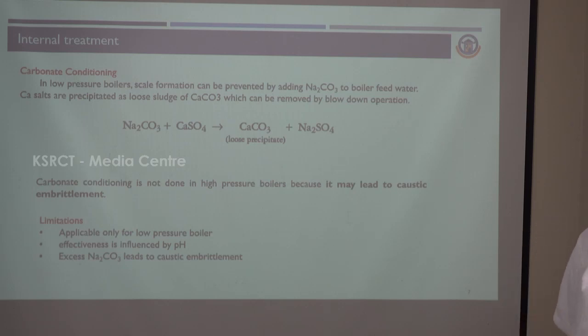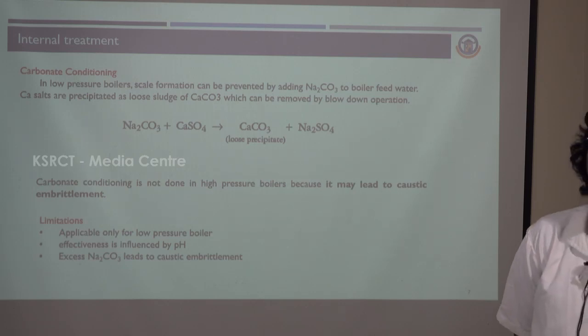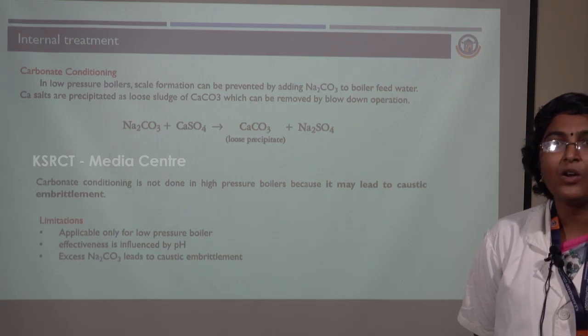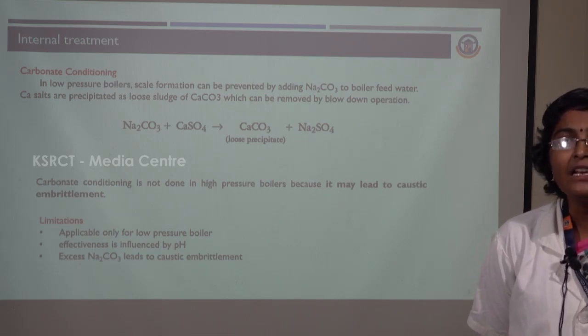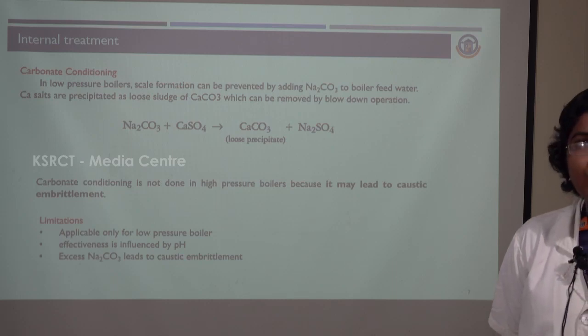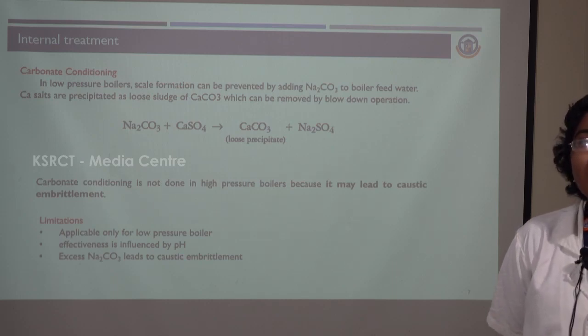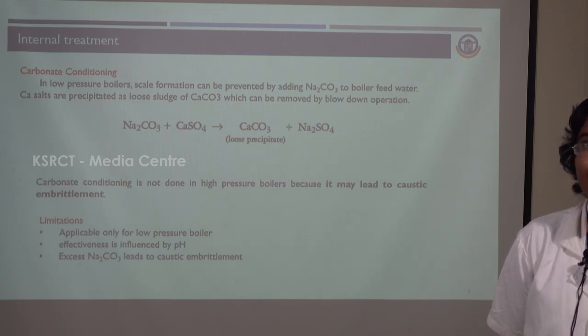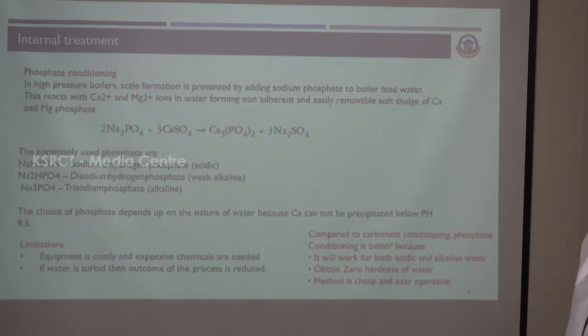The main disadvantage of this method is that it is only used in low pressure boilers and cannot be used in high pressure boilers. Why can't we use it in high pressure boilers? Because at high pressure this sodium carbonate is converted into sodium hydroxide, which leads to caustic embrittlement. That means the boiler material becomes damaged.